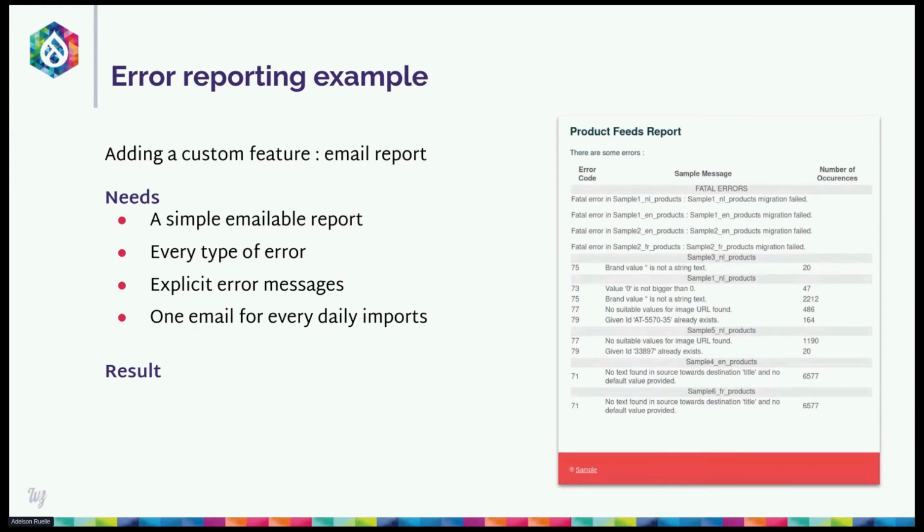This is what I had to do. So I came up with this custom implementation where a simple email would be generated every single day when running the migration. As you can see in the image here, it has a very simple table with the error code that's for personal use, a sample message, which is understandable in certain ways, and the number of times that type of error has occurred. So this could be one way to handle error reporting.